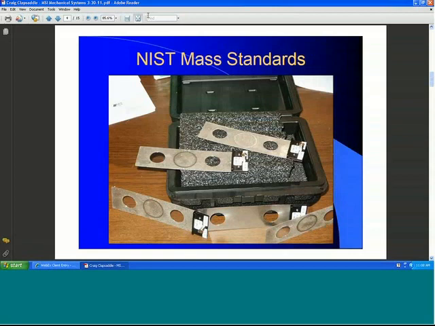This is a picture of the NIST mass standards. These are what we use to generate the internal mass calibration of the beta gauges, and then a set of these mass standards is provided with each instrument, and we use these mass standards for doing the quarterly mass audit that's required by PS11. So I just wanted you to see the standards that we use for calibrating those beta gauges.